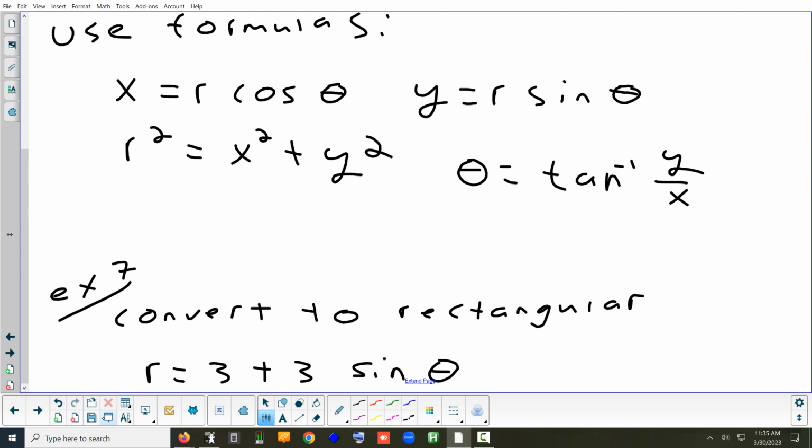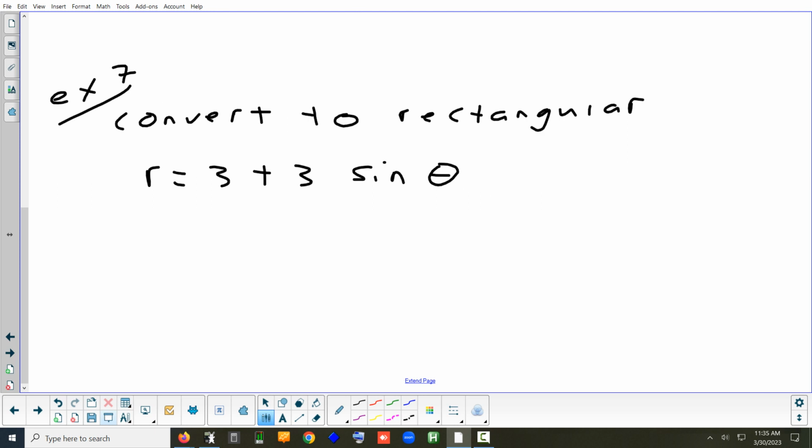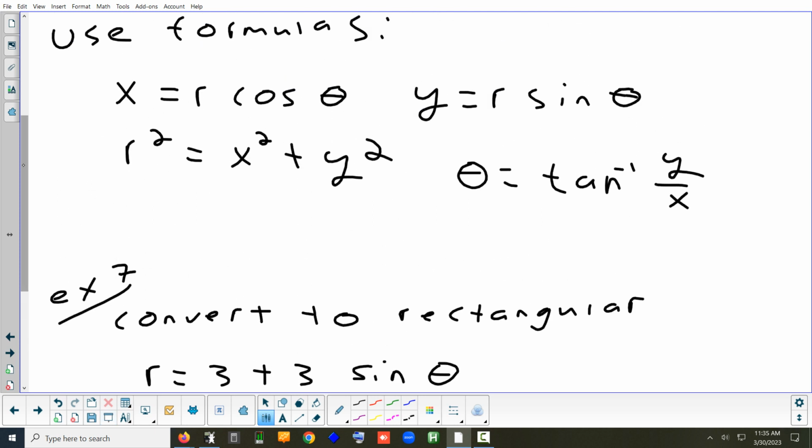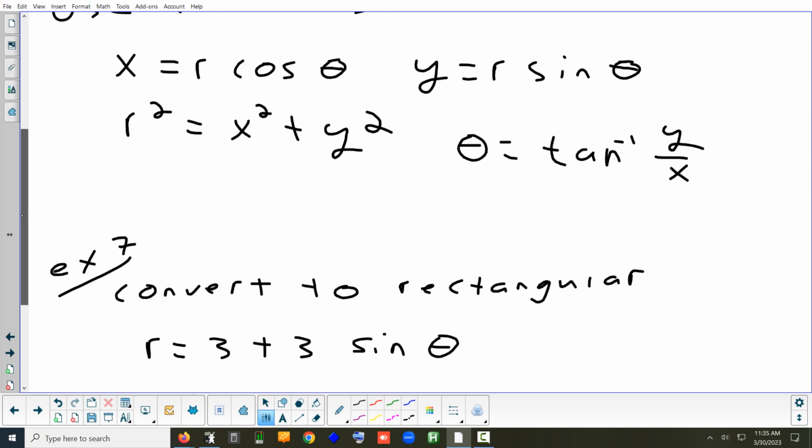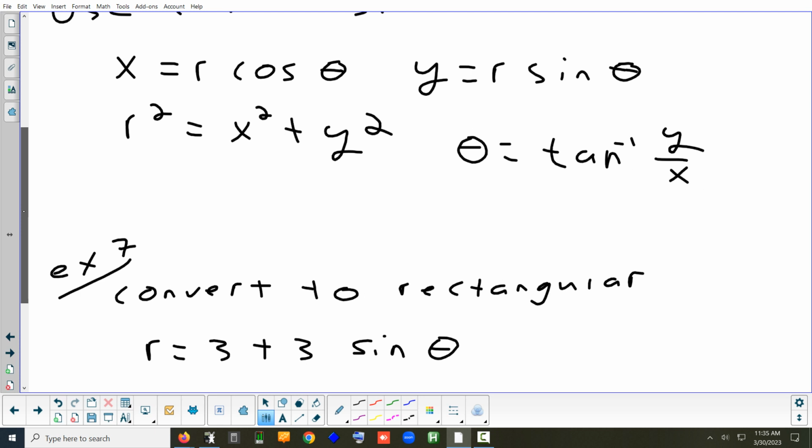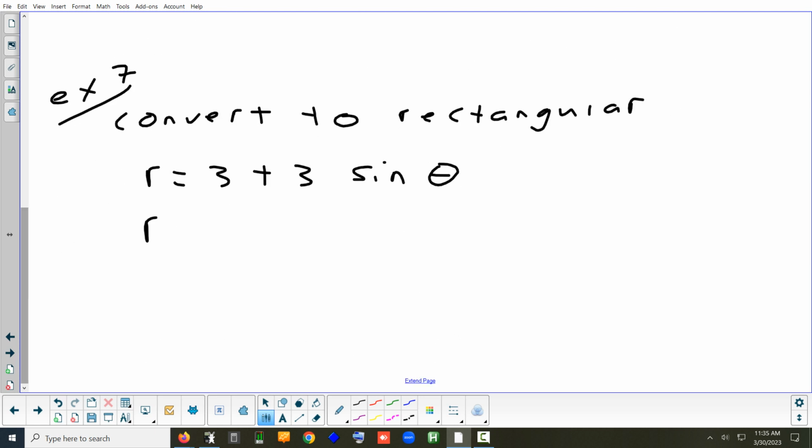What's something in this formula, we'll start on the right side, that we do not want there if we're trying to make this rectangular? The theta. Yeah, the theta, and what's that part of? The sine. So using what's up above, does anybody see what sine theta would equal? It equals y over r. Yep. Sine of theta is y over r. So that's a formula we learned yesterday. Let's substitute that in.